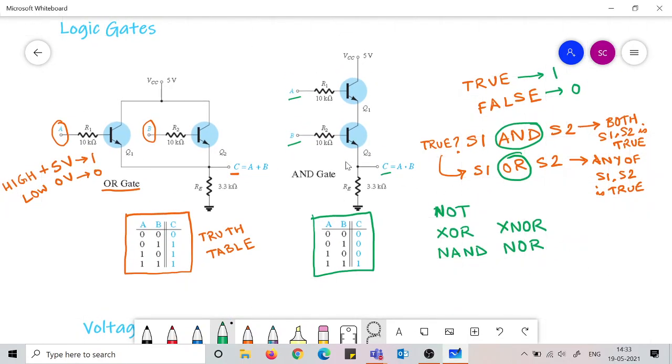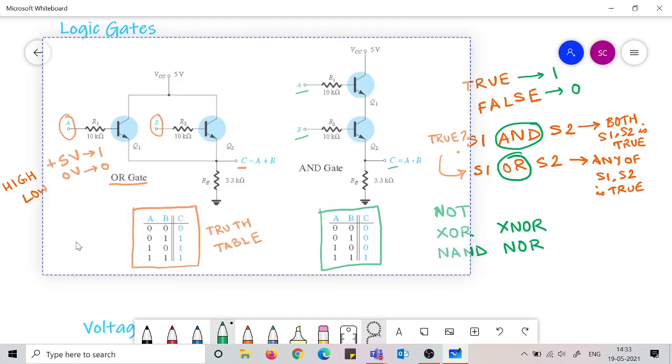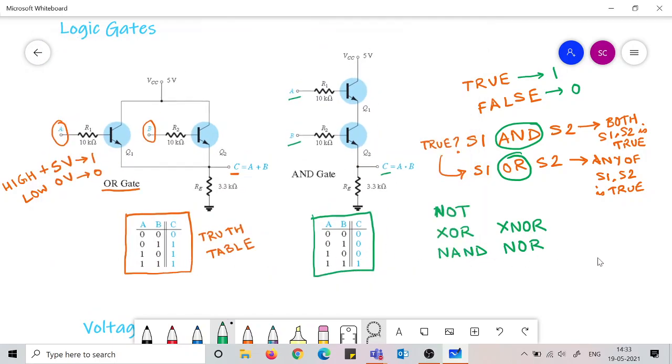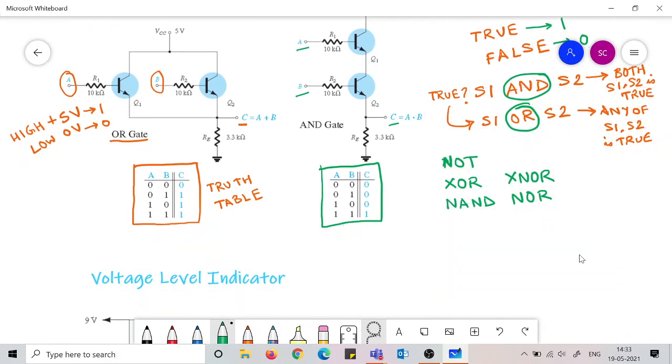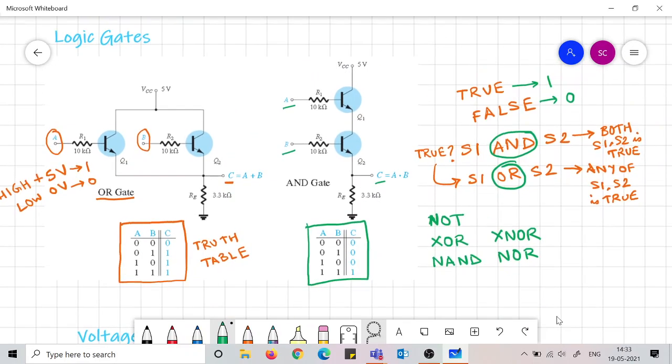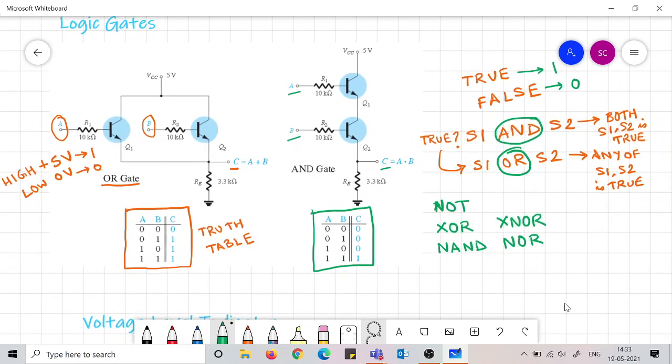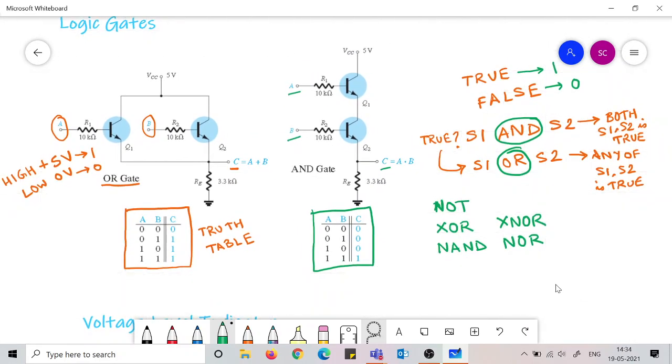Okay, and there are different logic gates that can be constructed using these electronic circuits, but we are not looking into all the different logic gates, at least not at this moment.